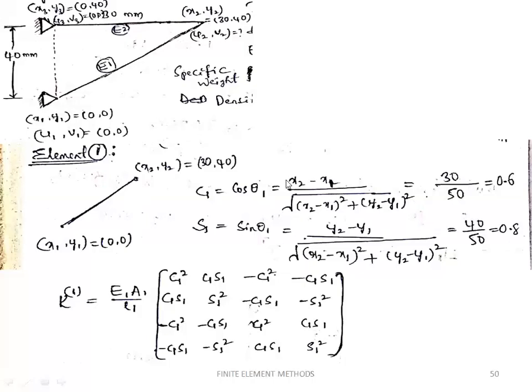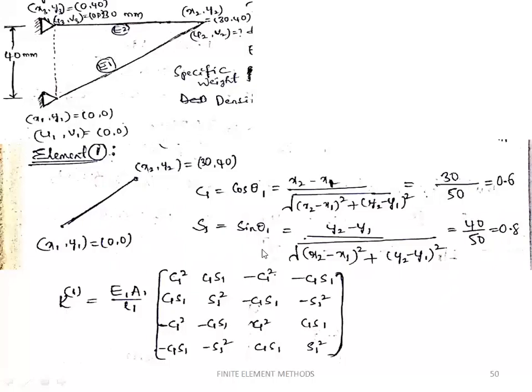You know x1, x2 as well as y1, y2, so every term in this formula is known. Therefore it is possible to find cos theta 1, that is C1, and you will get 0.6. Similarly, sin theta 1, that is S1, you will get as 0.8, because sin theta 1 is the opposite by the hypotenuse. The opposite is y2 minus y1, divided by the length of the element. So once you know C1 and S1, you have to calculate the first element stiffness matrix.